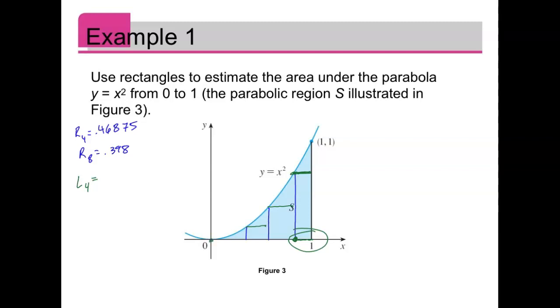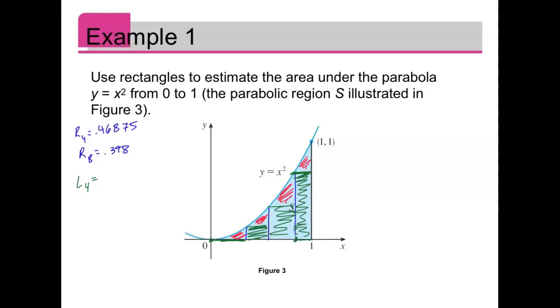It's 0. It's a degenerate rectangle. It has a height of 0. Our left endpoint is going to provide me with an overestimate or an underestimate. Under, right? So that's the area we're going to get, but we're going to be left with all this negative space that we're not accounting for, right?